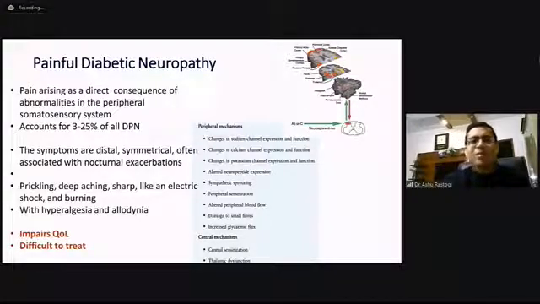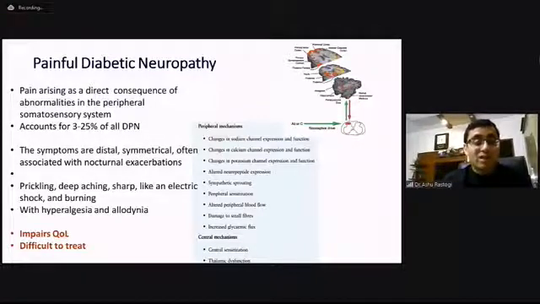Usually they would have severe pain in their foot or the calf. It is usually distal, also symmetrical, and usually very, very severe at night. The patient will come and say, doctor, I have very severe pain at night, especially on my foot. Kindly do something. What kind of pain? They usually explain that it is a deep aching pain, sometimes electric shock, sometimes burning.